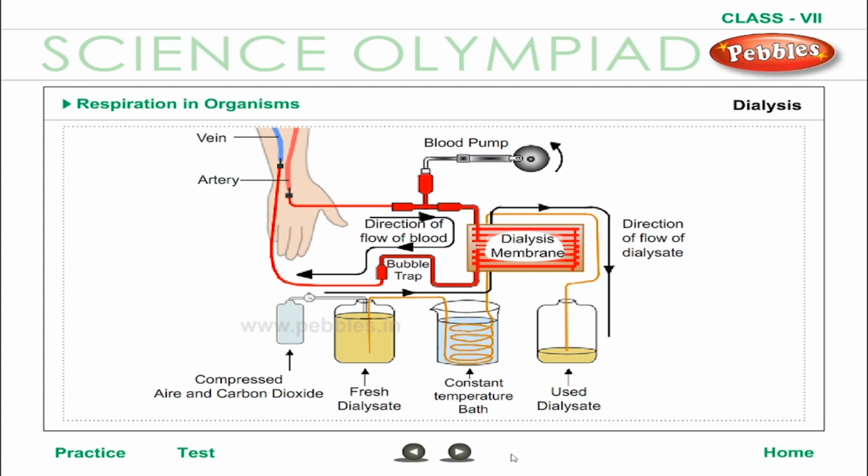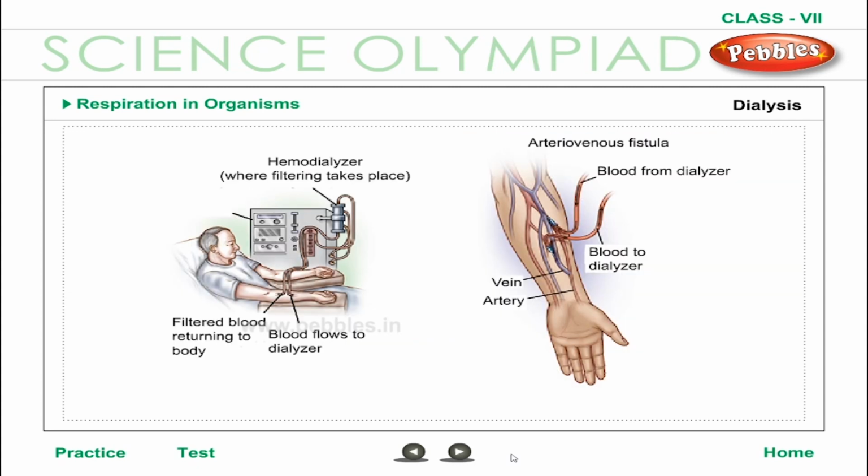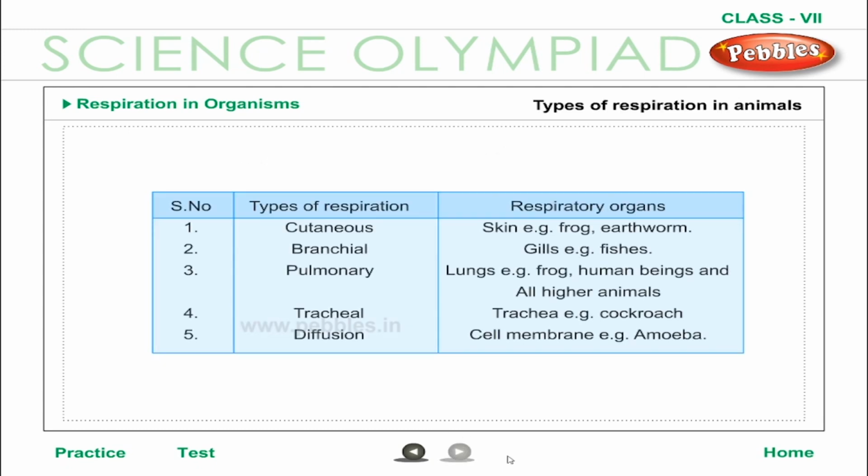Blood from the radial artery of the arm is led through the dialysis machine, where urea and excess salts are removed. The purified blood is then led back to the patient's body through a vein in the same arm. In a kidney transplant, at least one of the diseased kidneys is replaced with a healthy kidney from a donor. Types of respiration in animals are given in the table.